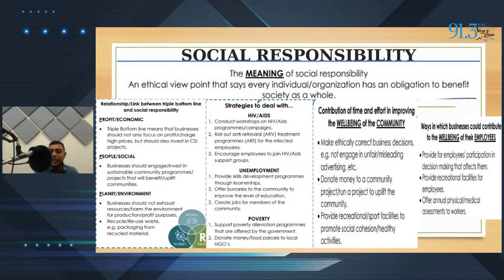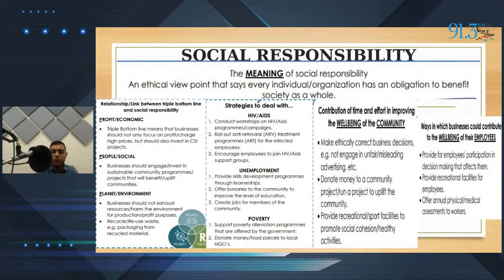We should make ethically correct business decisions, for example, not engage in unfair or misleading advertising. Donate money to community projects, run a project to uplift the community. Provide recreation or sport facilities to promote social cohesion or healthy activities.